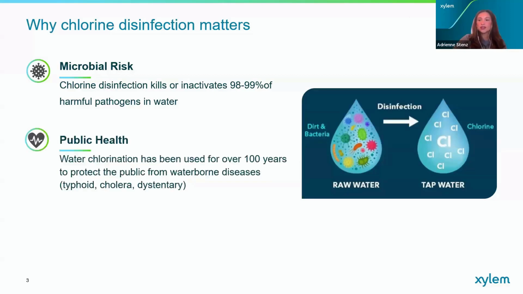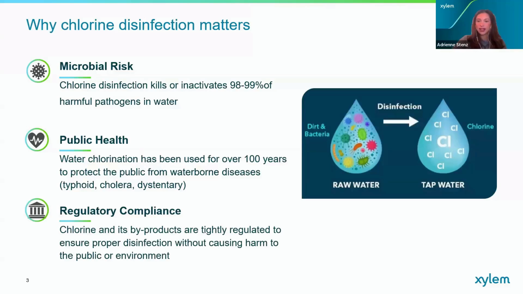Water chlorination has been used for over 100 years to protect the public from many serious waterborne diseases, including typhoid, cholera, and dysentery, which used to be major health problems before chlorination was first instituted in the United States in 1908. Chlorine is tightly regulated in both drinking water and wastewater industries, as enough chlorine is needed for proper disinfection, but too much chlorine can cause harm to the public and to the environment.